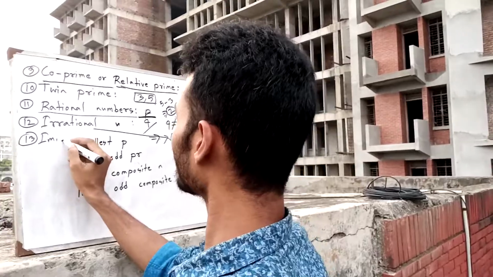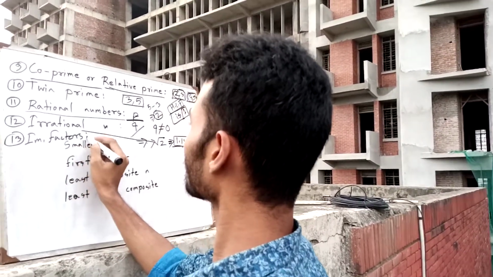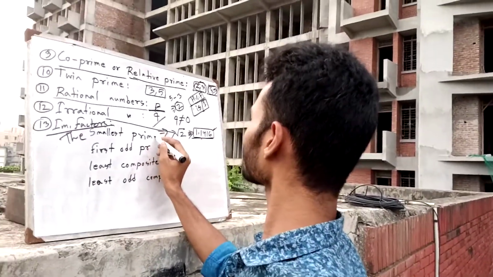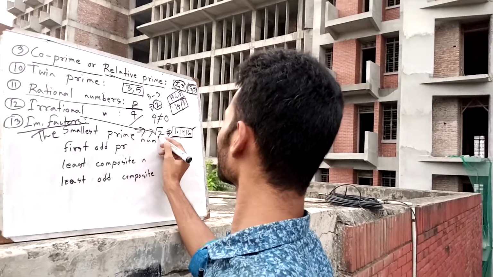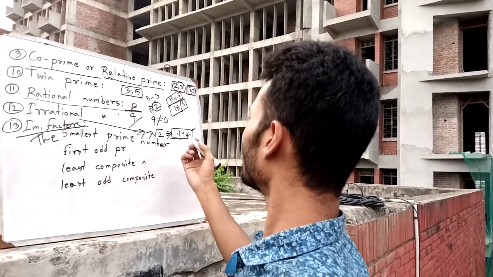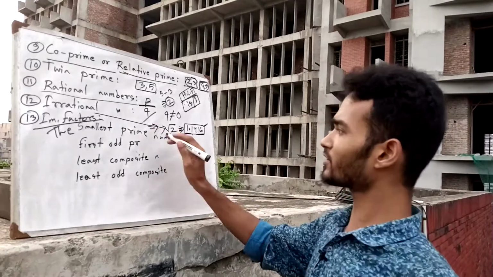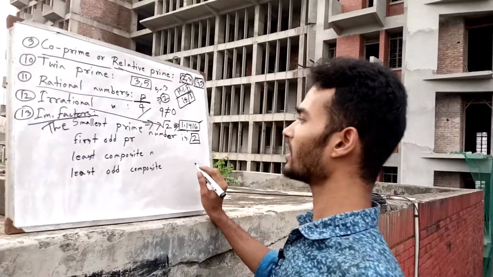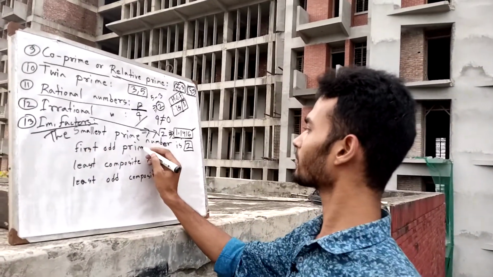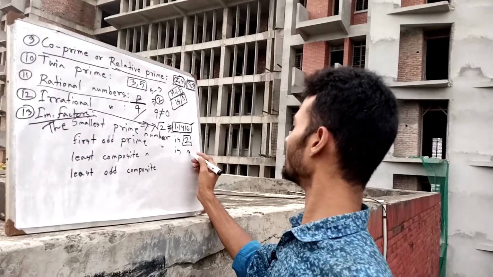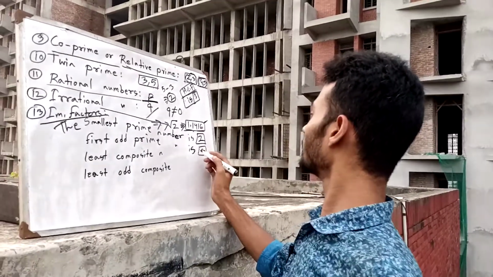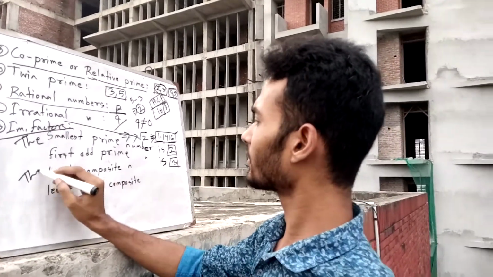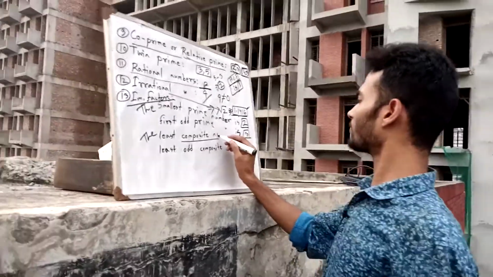Then go for some common, important facts about the number system. The smallest prime number, and the least even prime number, is 2. 2 is the smallest prime number, and the first odd prime number is 3, which has only two factors, 3 itself and 1.